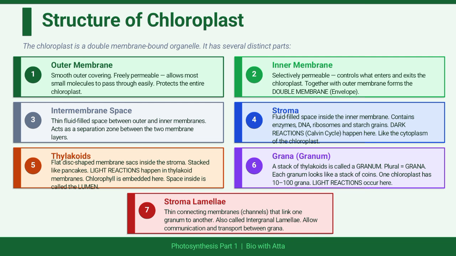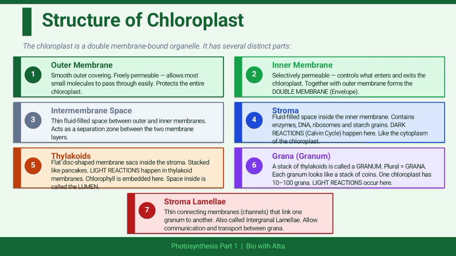Number 5, the thylakoids. These are plate, disc-shaped membrane sacs found inside the stroma. They look like flattened pancakes stacked on top of each other. The light reaction of photosynthesis takes place in the thylakoid membranes. Chlorophyll is embedded in the thylakoid membrane.